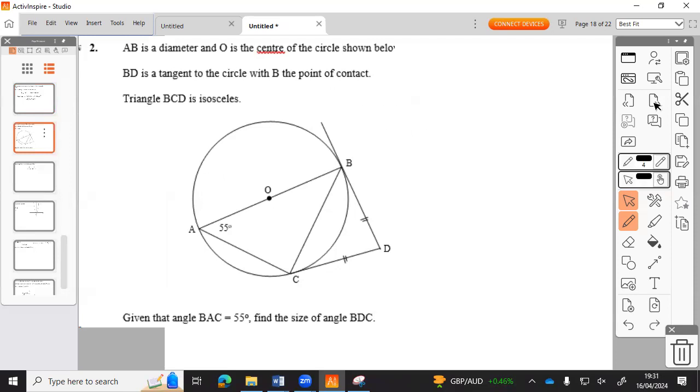Okay, this was a fun question. It doesn't really matter what angle it's asking for, we just start attacking everything and labeling up what we know. Now A to B is a diameter, going right through the origin. You need to be really clear about what's a diameter and what's a chord. A diameter is from one side to the other and goes through the origin. So A to B is a diameter.